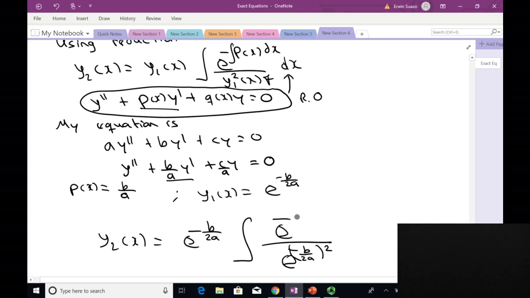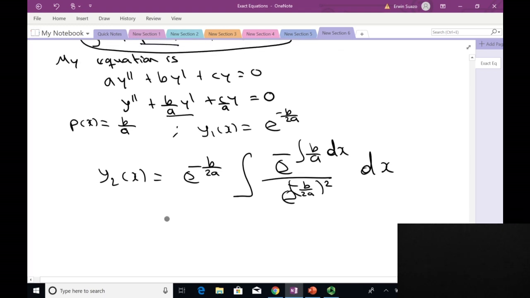e to the minus integral of p of x dx. What is p of x? What is p of x? b over a, thank you. And then we have d of x. So that's the end of the formula, right?